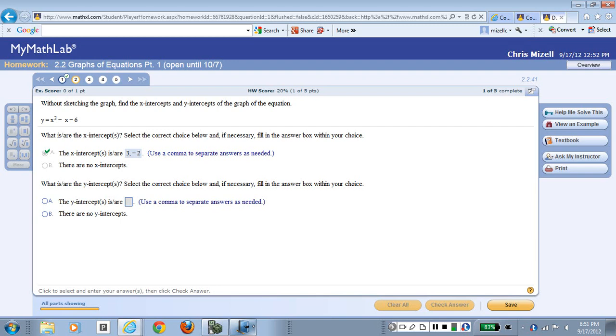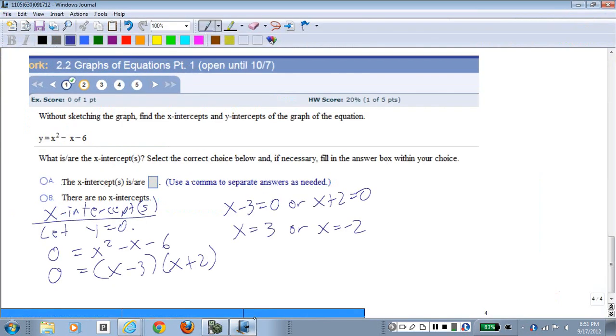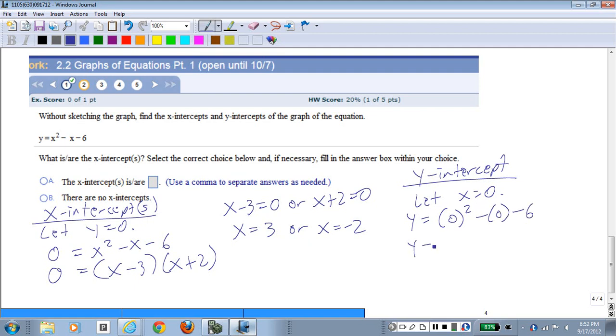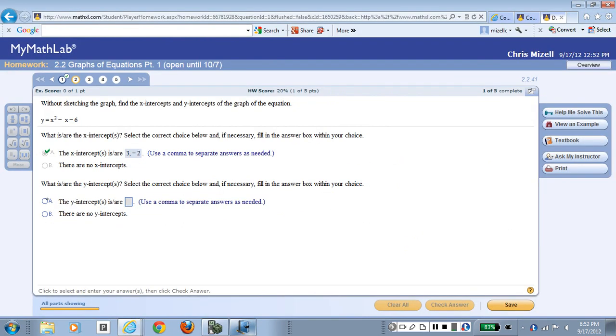The y-intercept is considerably easier here. Since the equation is solved for y, if we want to find the y-intercept, all we do is let x be 0, which amounts to saying 0 squared minus 0 minus 6, or negative 6. So the point 0 comma negative 6 is the point on the y-axis. So negative 6.